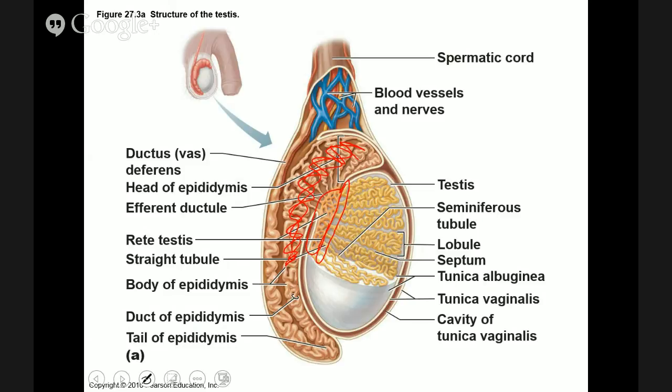And then during ejaculation, that's when the sperm will make their way through and exit through the ductus or the vas deferens and make their way toward the urethra.